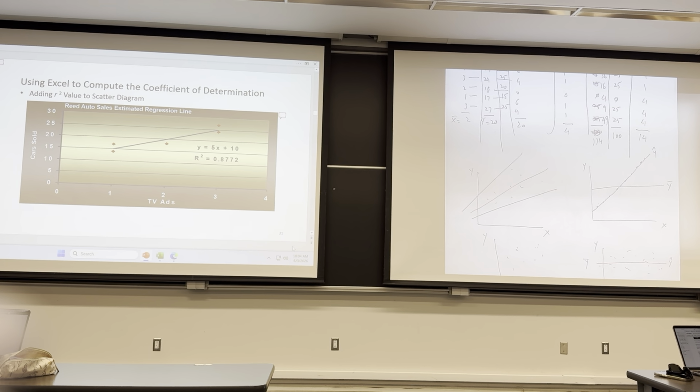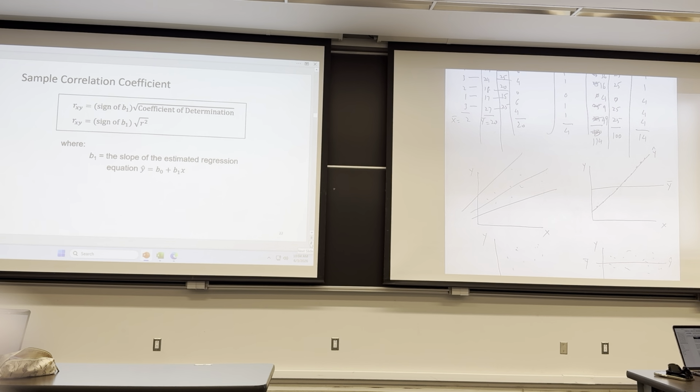So this is using Excel. I'm going to show it to you later on how we do it using Excel. We are going to be looking at the output. Now, as far as coefficient of determination is concerned, it tells you the strength of relationship. It goes from 0 to 100%. 0 is no relationship and 100% is perfect.